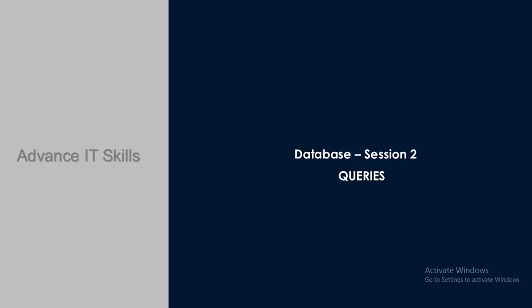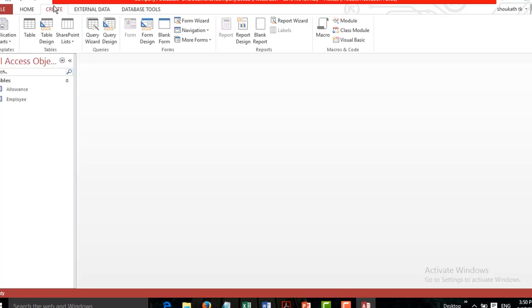So you can create a query from the Create tab. You have two options here: Query Wizard and Query Design. Both these options we use to create a database query in Microsoft Access.